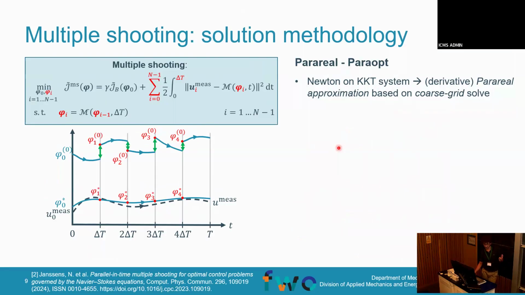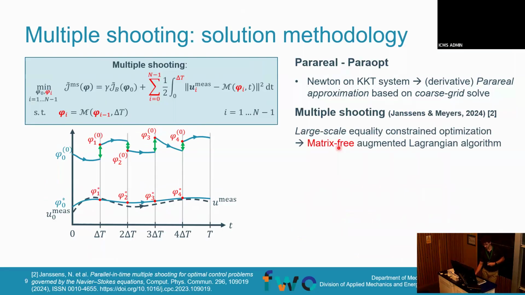So that's also a shooting method. That's not what we do. So in our case, in our multiple shooting method, we are really solving the equality constraint problem as it is using a matrix-free augmented Lagrangian algorithm. And that's what I will talk about in the next few slides.